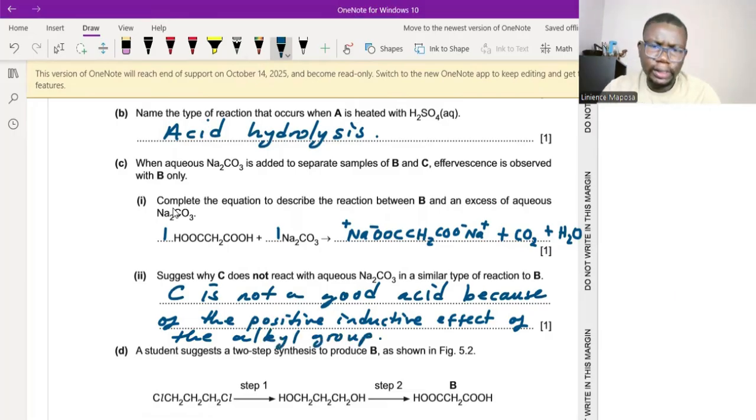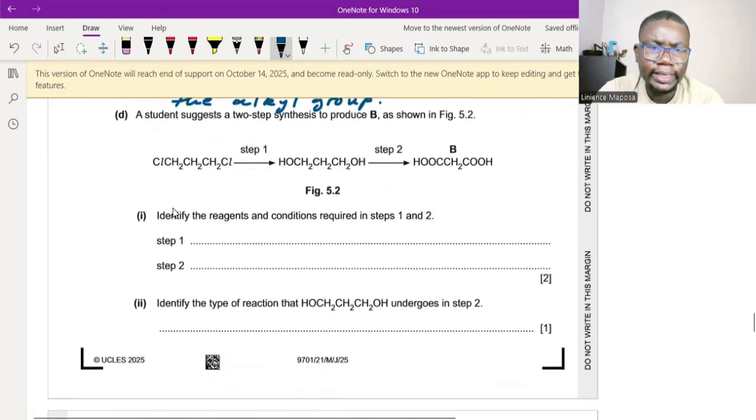What do we mean? It will mean that the O to H bond is strong. So hydrogen is not easily released. So it's not a good acid because it doesn't release hydrogen easily.